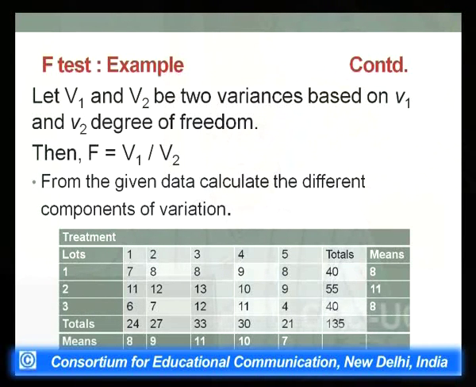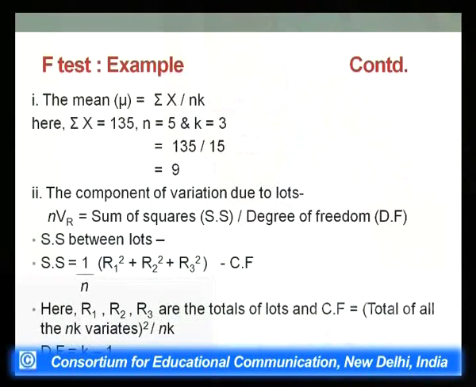Second lot, if you add up all the numbers 11, 12, 13, 10, 9, the total comes to 55, and the numbers n are 5. So 55 is divided by 5 and you get 11. In the same way you go to the third, and the total is 40, divided by 5, it becomes 8. So you work out the means of all the lots. Means are always helpful in comparing them and are also useful for our analysis. Now let us go ahead.